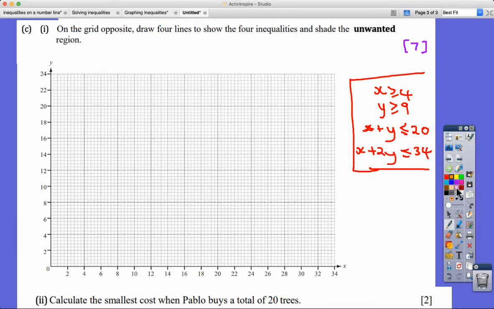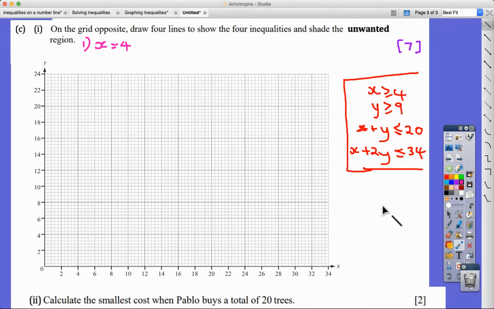What I need to do now is convert x greater than or equal to 4. I'm going to replace that inequality sign by equals, and I'm going to plot this one first. So x equals 4. It's going to be a solid line at x equals 4. So I go to the x-axis, go to 4, and I plot that solid line like so.